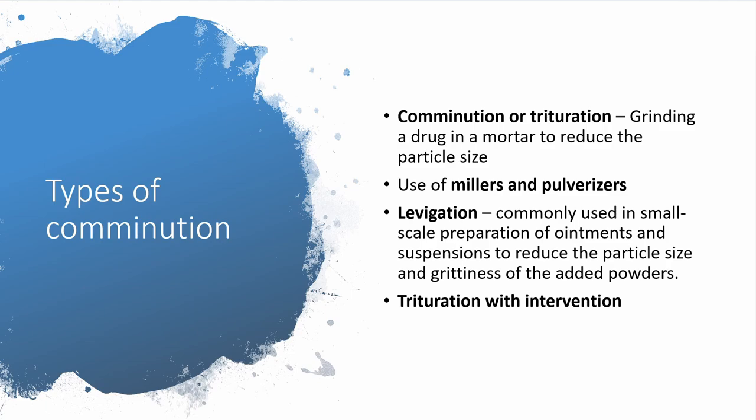The first one is called comminution or trituration. In pharmacy, we call it trituration. So trituration is basically putting your drug in a mortar and pestle and grinding the drug manually to reduce the particle size. So the type of mortar and pestle you use actually can affect the size of the powders you are going to create. So in pharmacy, we usually use ceramic mortar and pestles. We don't use marble because marble is smooth and it cannot really reduce particle size.